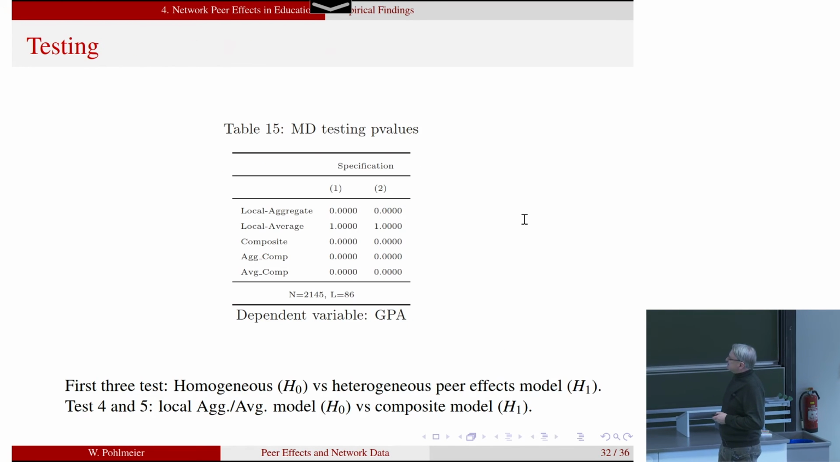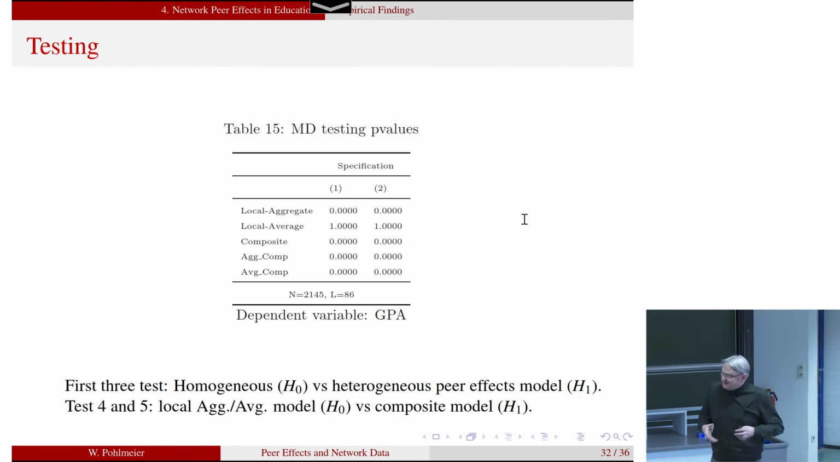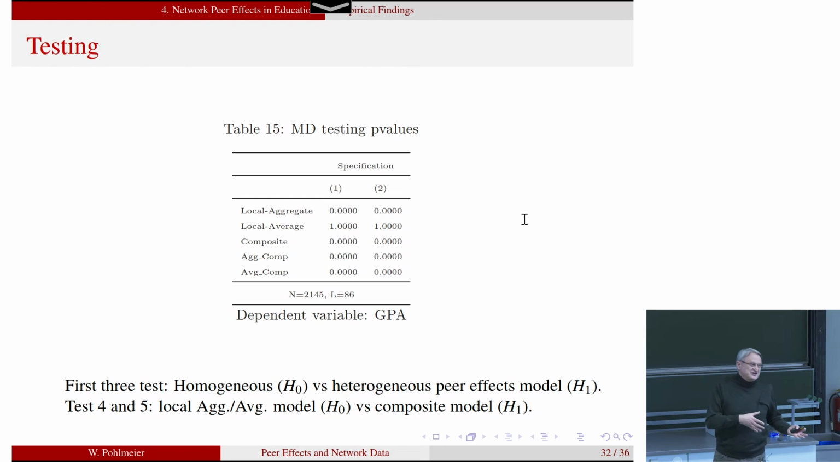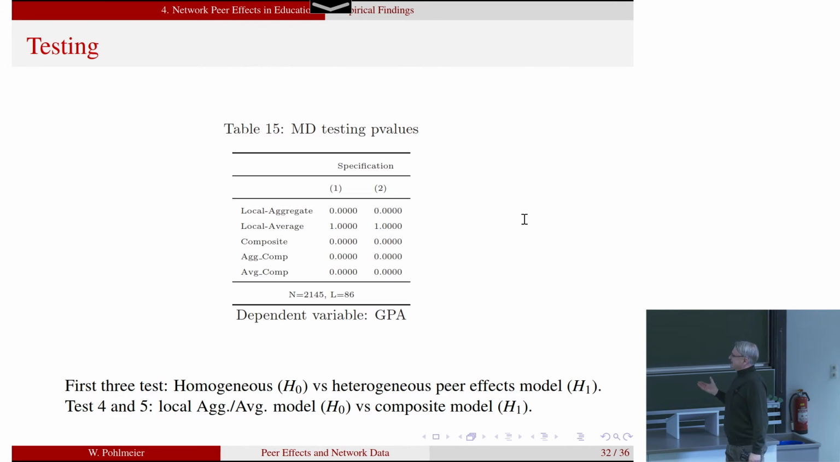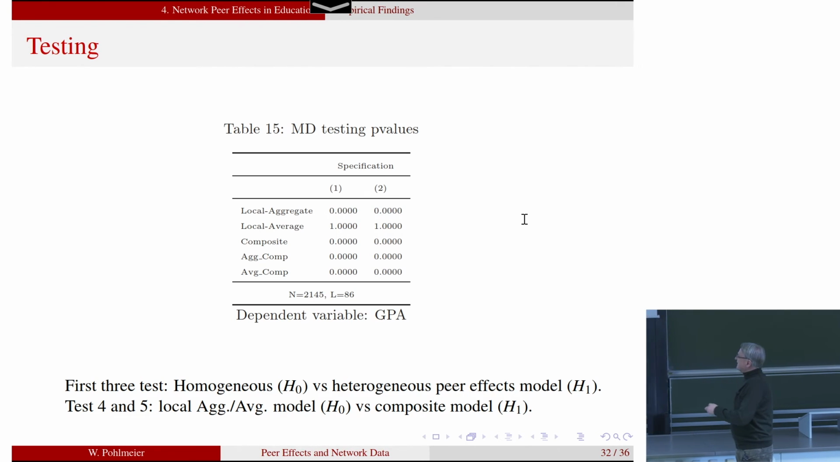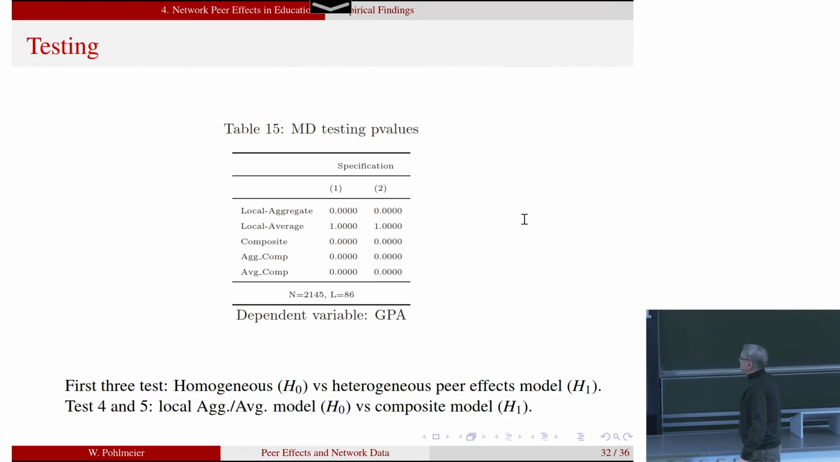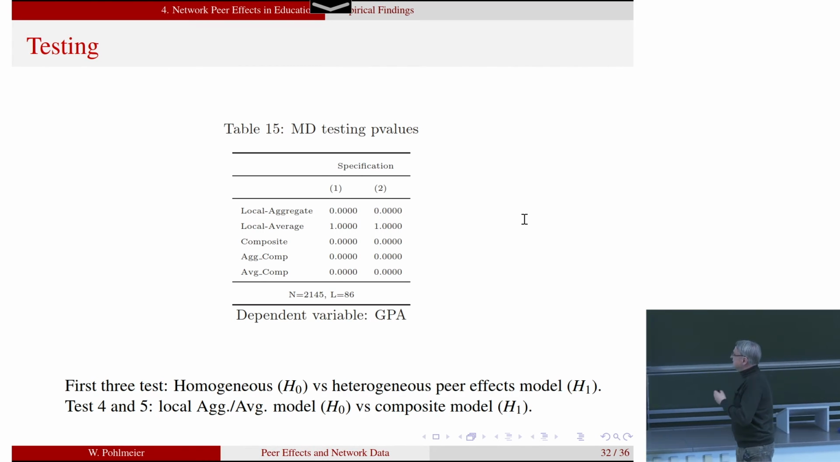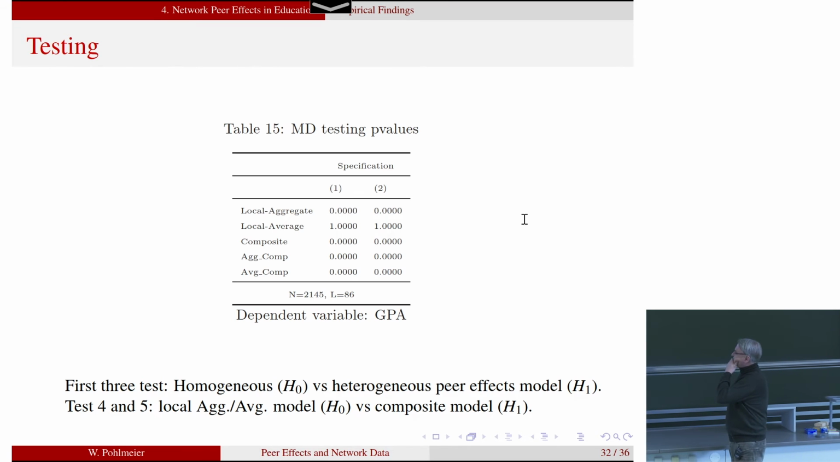The nice thing about the model is that it's very general. There are lots of sub-specifications, models nested in that general compositive model. So we can test, for instance, the heterogeneous aggregate model against the homogeneous one, and the same for the local average model. And we can compare the aggregate model against the compositive model. And it turns out that our specification is dominating more or less. So the p-values of 0 mean you should always go for that heterogeneous model rather than for the simpler versions in the literature.